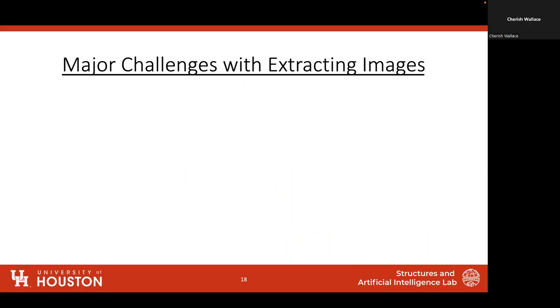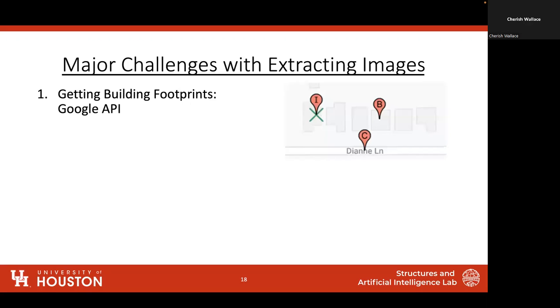It looks pretty straightforward, but there were a few challenges in extracting images. The first one was getting building footprints. If you want to extract an image from a website, you need the footprints of the building. To extract those footprints, there is a Google API in which you can input a street address. Let's say for your home, you have a street address. If you give that input, it can give you the coordinates of the building. So you get a bounding box.